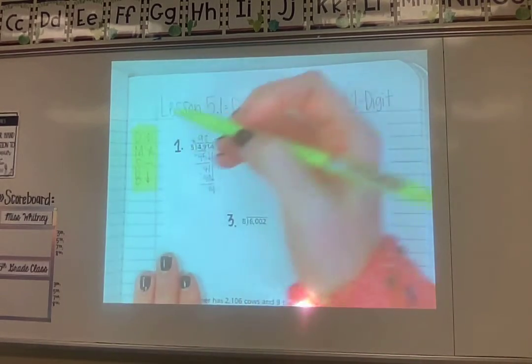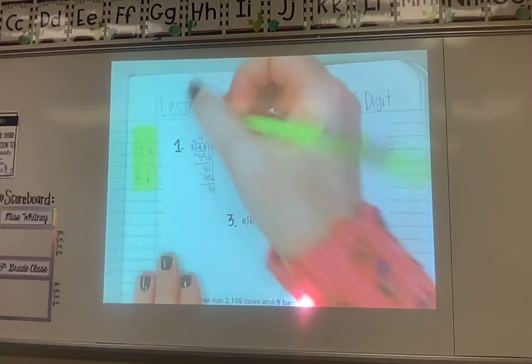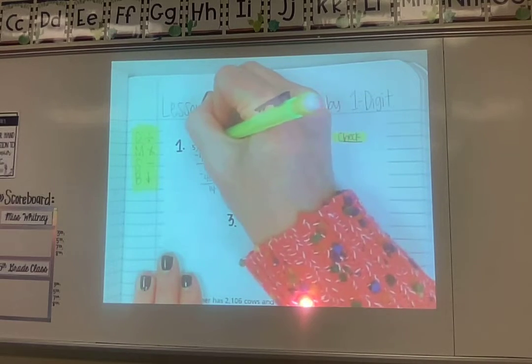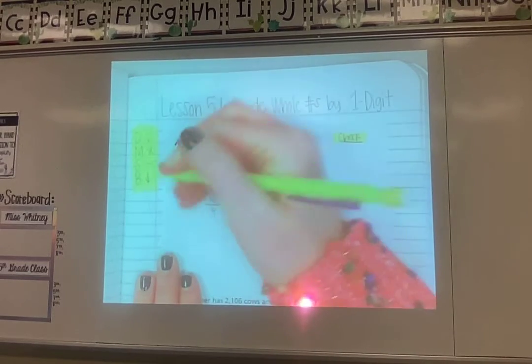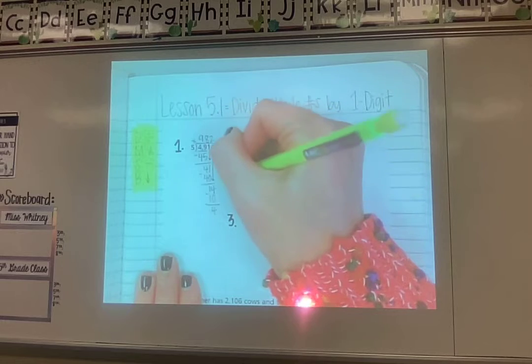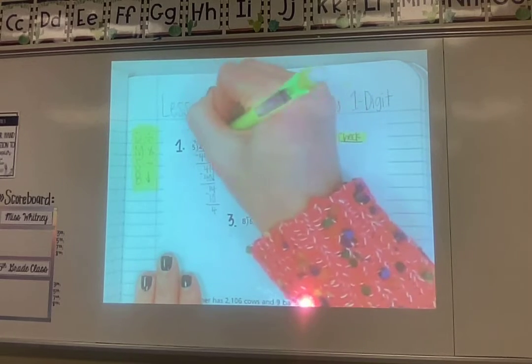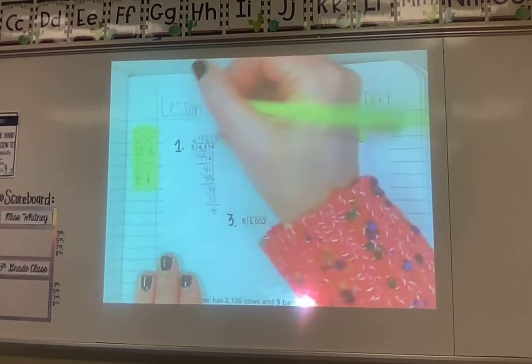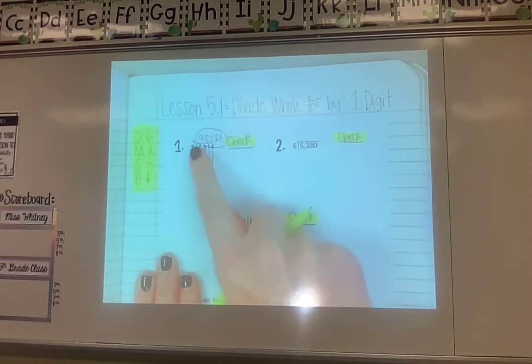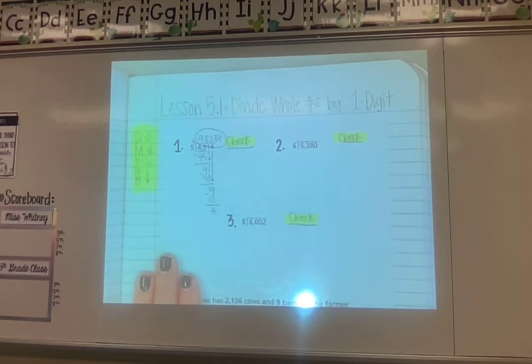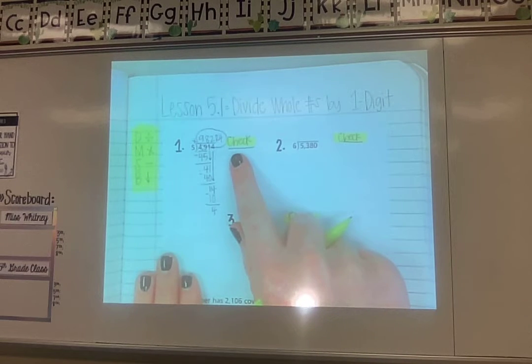So back to dangerous. How many 5s will fit in 14? That would be a 2. Monkeys, 5 times 2 is 10. Swipe, that's a 4. Bananas, but I don't have anything to bring down, so I know this 4 is my remainder. We know we're done when we have nothing left to bring down. So 982, remainder 4.